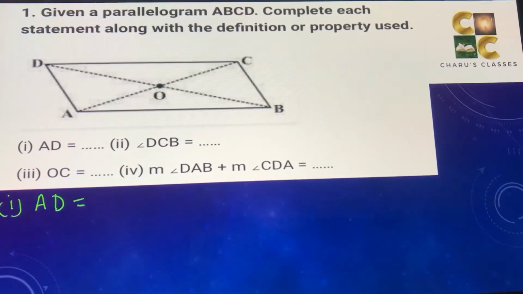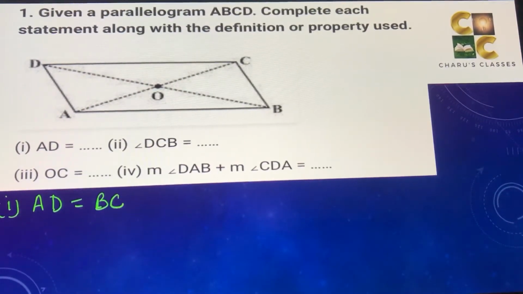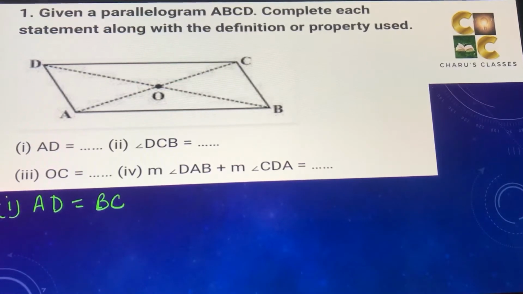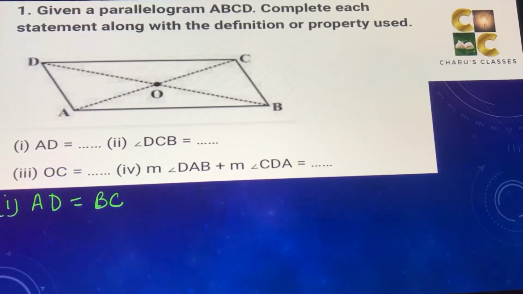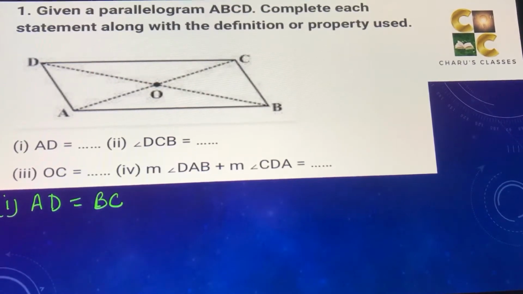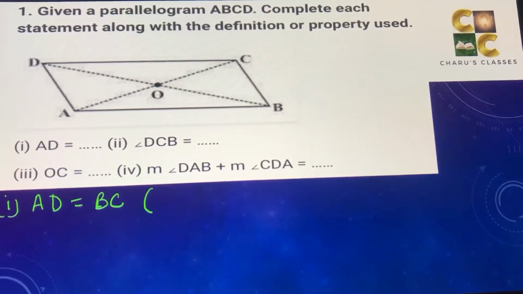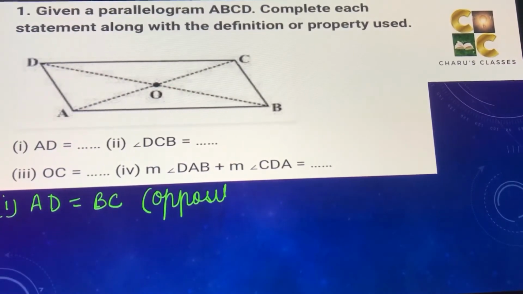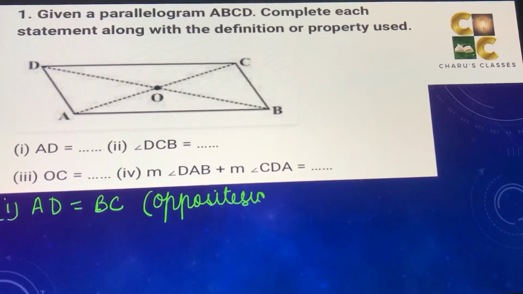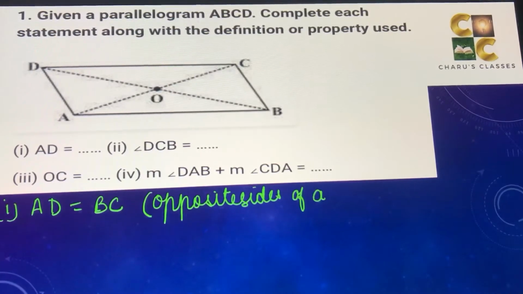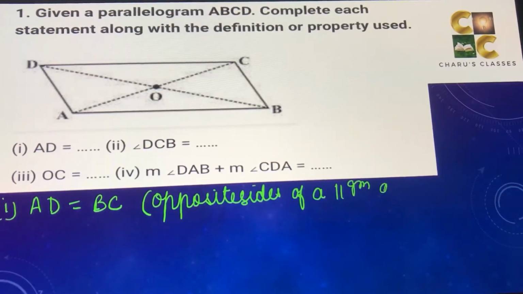So AD is equal to BC. As you know, in a parallelogram the opposite sides are equal. So AD is opposite to BC, therefore AD will be equal to BC, and the property used here is opposite sides of a parallelogram are equal.